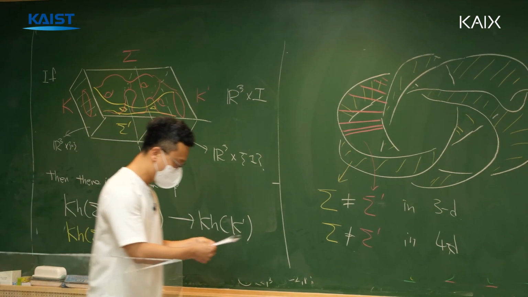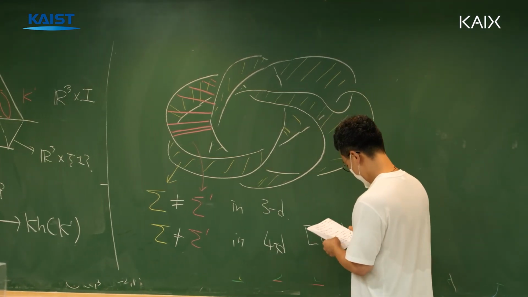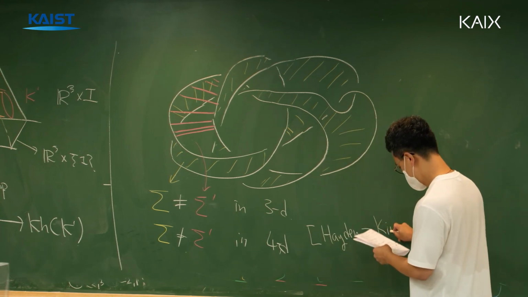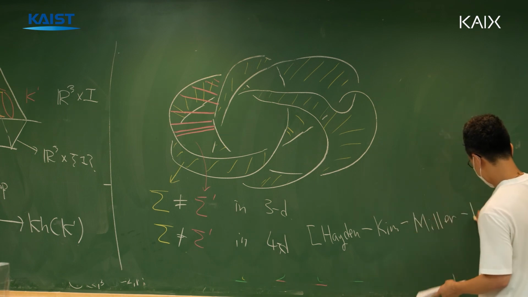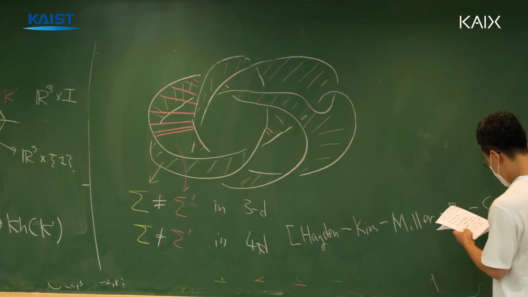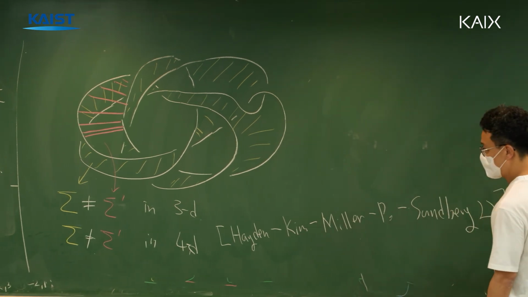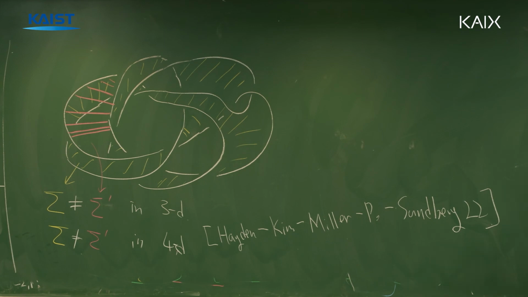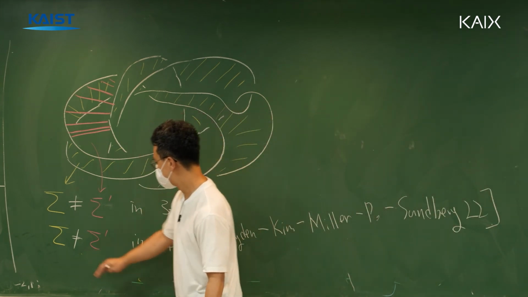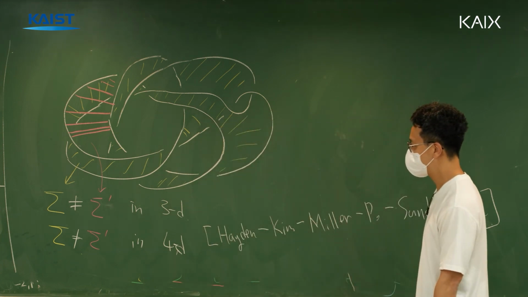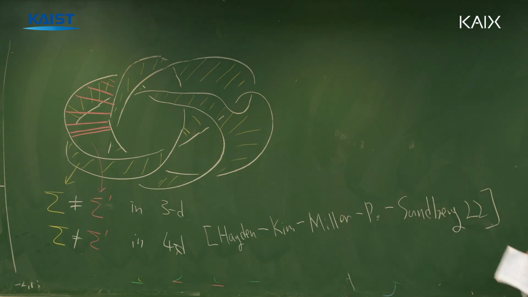Maybe I should write who did this. This was work of Hayden, Sungwoon Kim, Maggie Miller, and myself, in 2022. So it was recent. It wasn't clear that such surfaces existed in the fourth dimension, but this was the first example that was found, and it uses this Khovanov homology map.